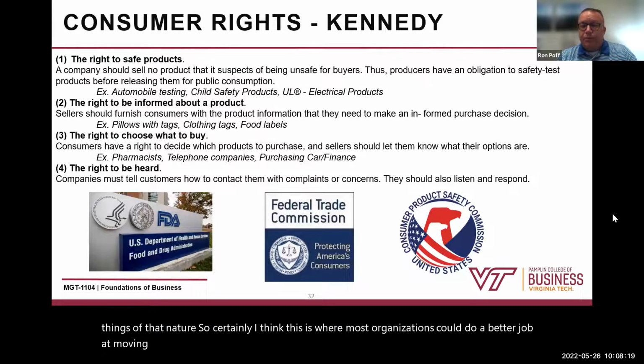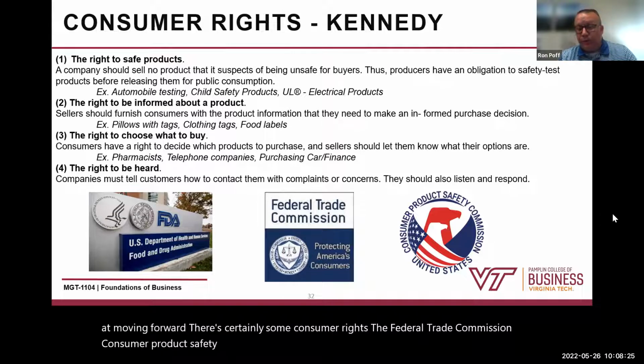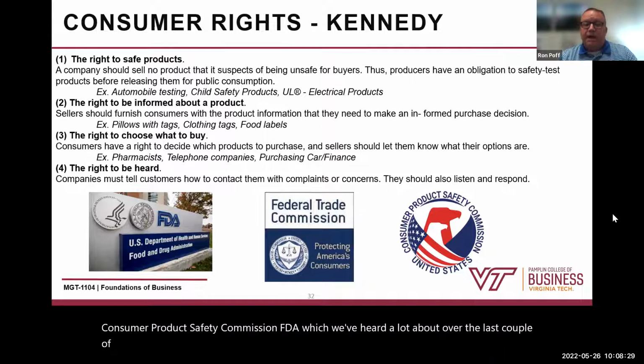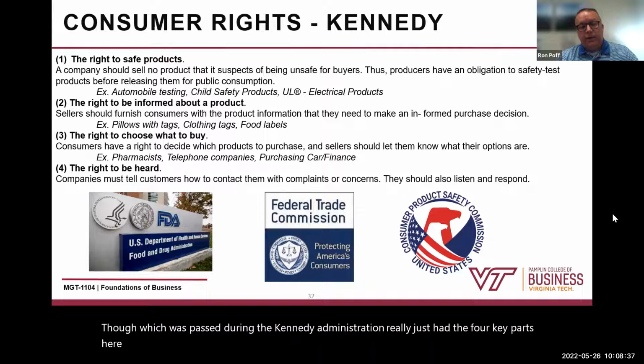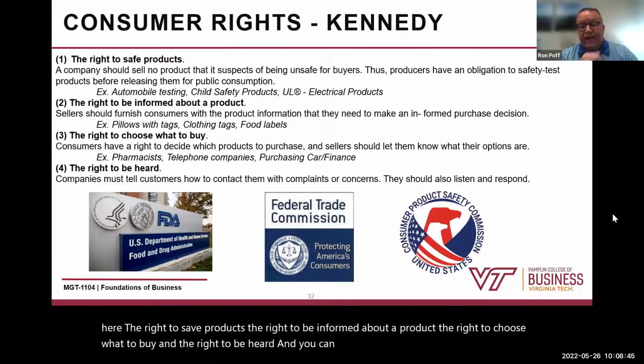There's certainly some consumer rights: the Federal Trade Commission, Consumer Product Safety Commission, FDA, which we've heard a lot about over the last couple of years. The Consumer Rights Act, though, which was passed during the Kennedy administration, really just had 4 key parts here: the right to safe products, the right to be informed about a product, the right to choose what to buy, and the right to be heard. And you can see some different examples here of what that can be.